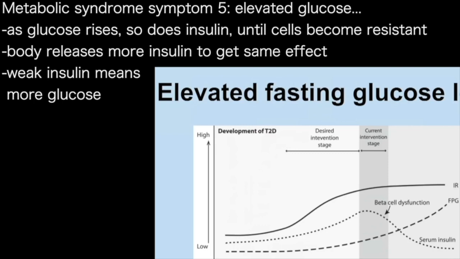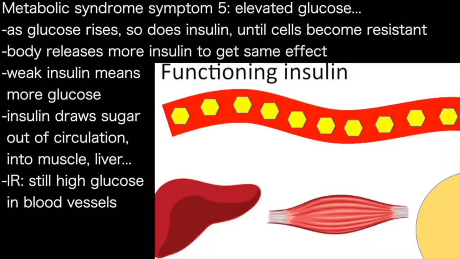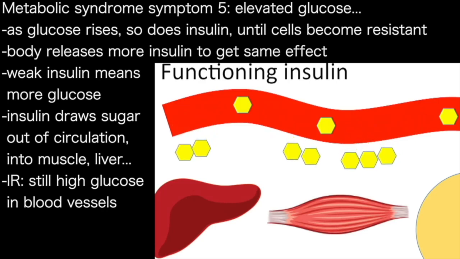And if we have a look at what happens as the insulin resistance is occurring, this line here is fasting plasma glucose. We can see that fasting plasma glucose increases. Now, to appreciate how this resistance causes this, you have to understand that the insulin is what actually draws the sugar out of the circulation. And in a normal situation where insulin's working, it does this quite nicely.